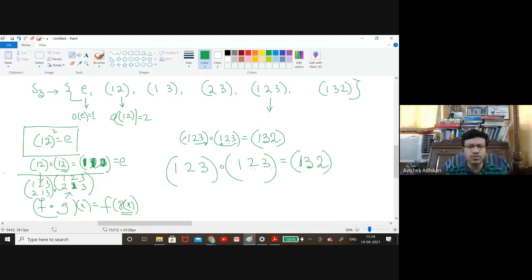Now what I'm going to do is composition again: (1 2 3) cubed. That means you are doing (1 2 3) again, three times. Now tell me what is this value.